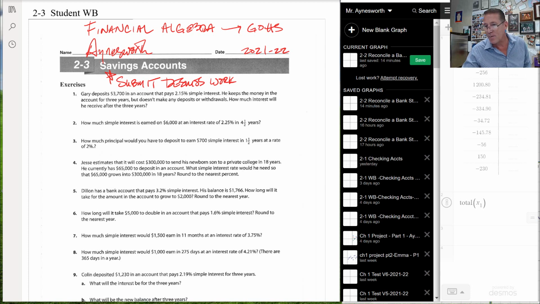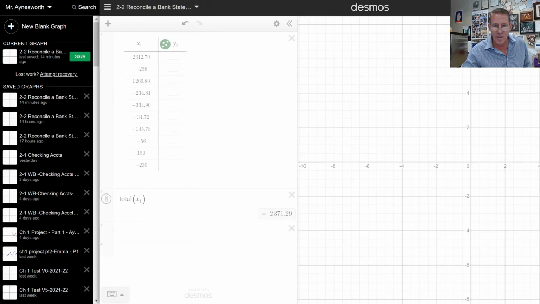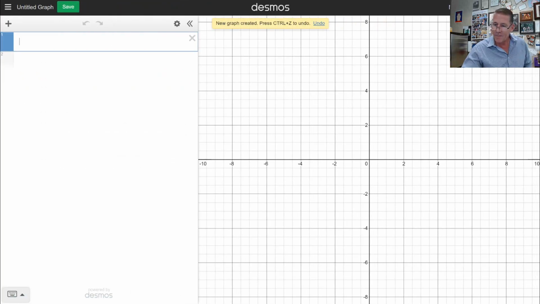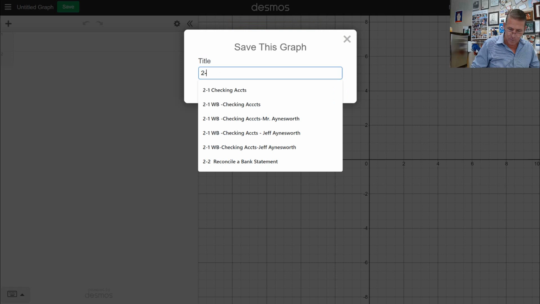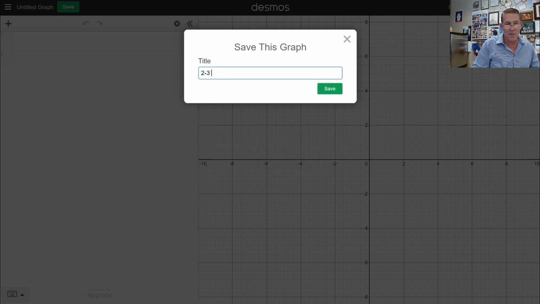So, speaking of Desmos here, let's start up and obviously log into your account. Click on the save button and change the title to 2.3. We're going to be talking about savings accounts, so type that in first, followed by your name. I'm going to put mine, you put yours.